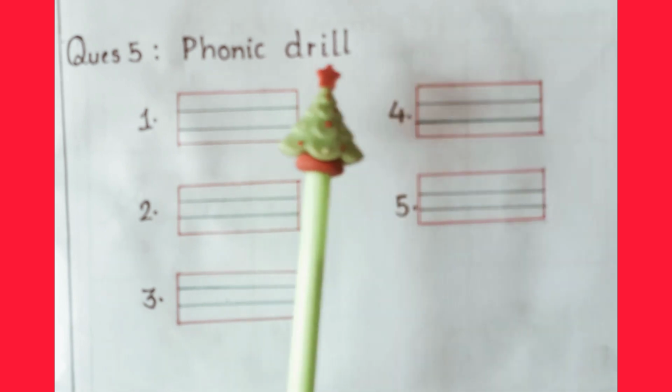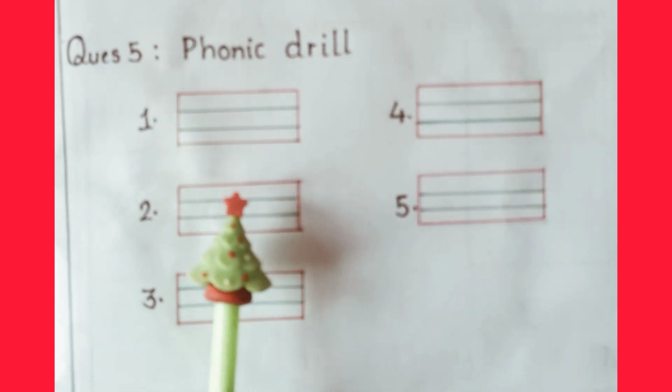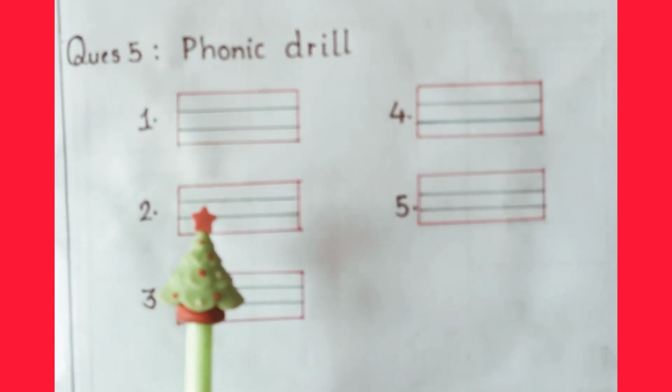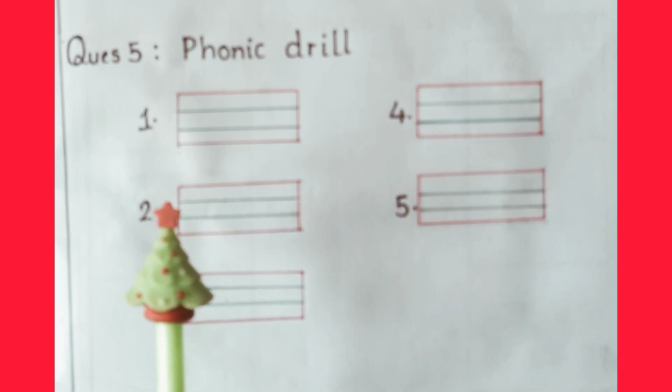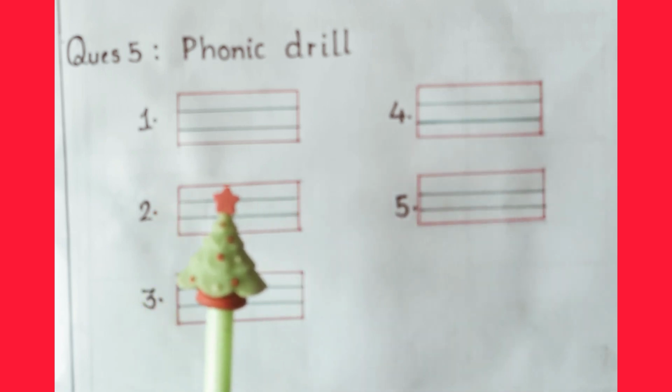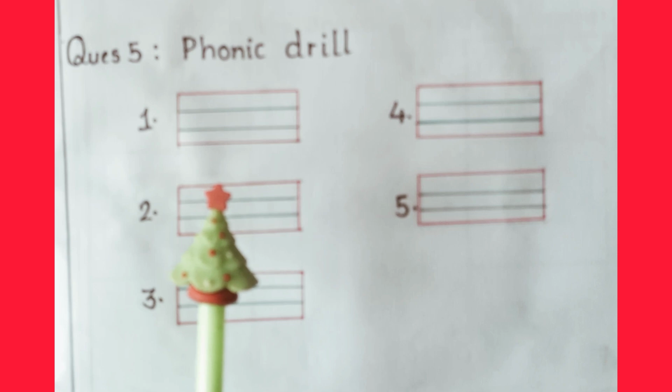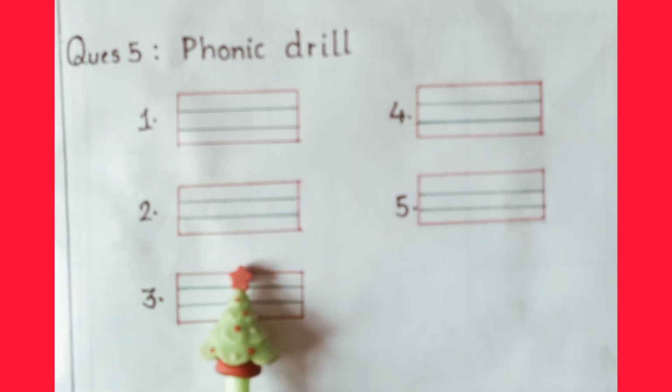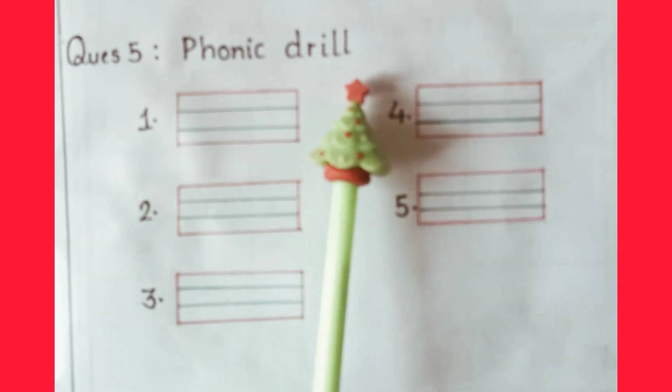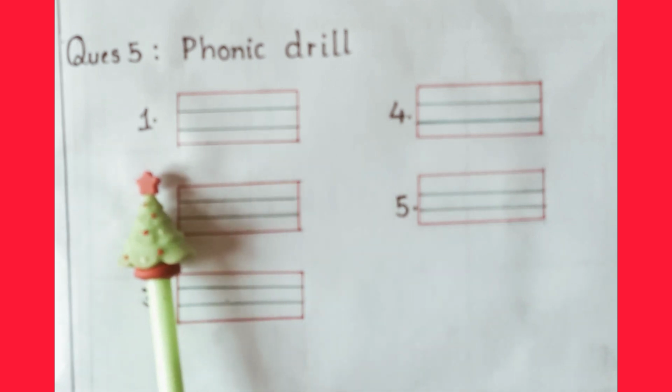Here is our question number 5. Phonic drill. In this question, I will dictate you the sound of letters. You have to listen to it attentively and write the particular letter which belongs to that sound in the correct sequence. Right? So let's begin. Number 1 is G.